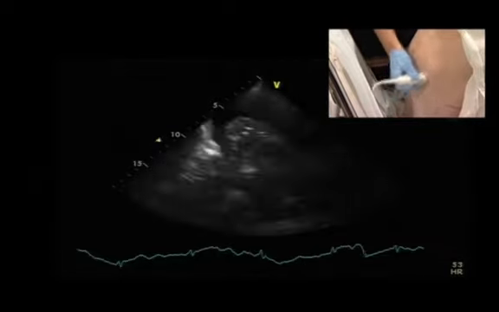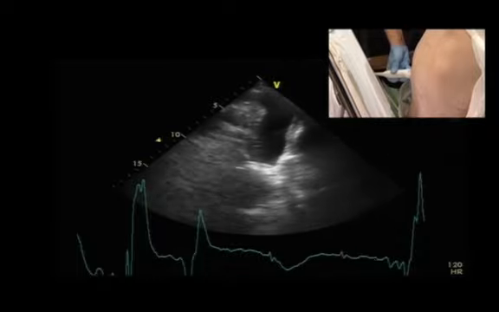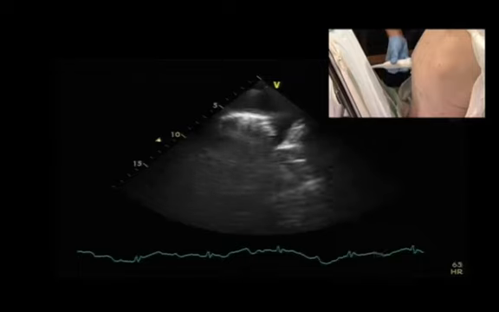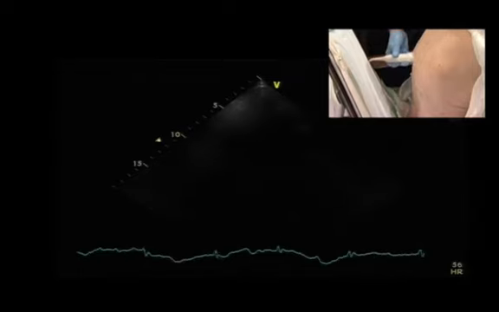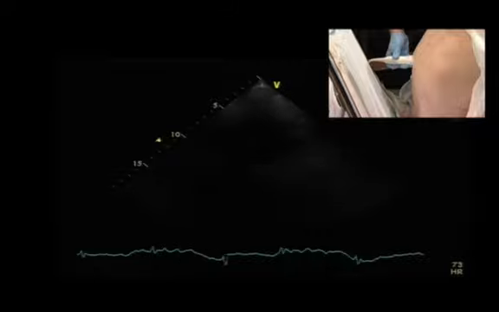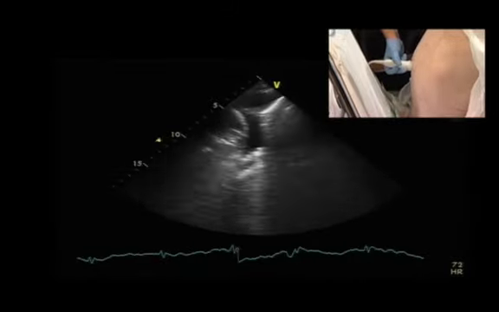You can do the same thing on the other side. Again, start at the bottom. Again, we see here a pleural effusion and the lung tissue inside, and then move up until it vanishes. So this is probably where the pleural effusion ends. The same thing in a longitudinal view.